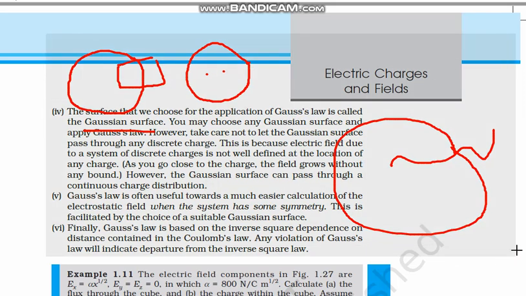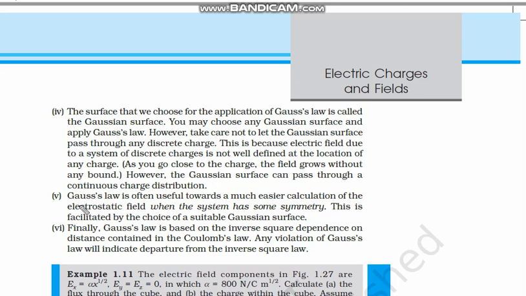because for a single charge the field becomes infinity at the point of that charge. The fifth property of this Gauss law is that it is often useful towards a much easier calculation of electrostatic field when the system has a symmetry. This is facilitated by choice of a suitable Gaussian surface. So what they are trying to say is that it is also useful in calculating electrostatic field when the system has symmetry. What is the meaning of symmetry?